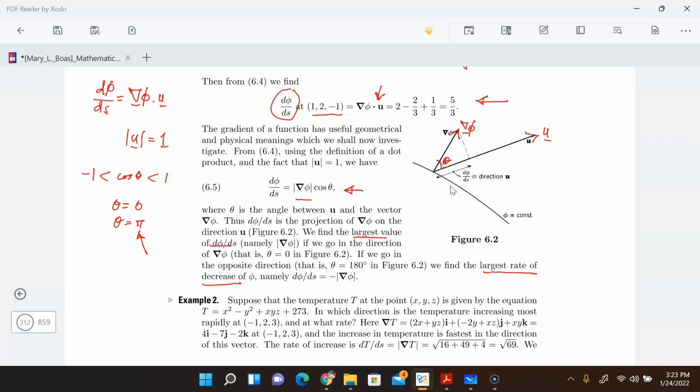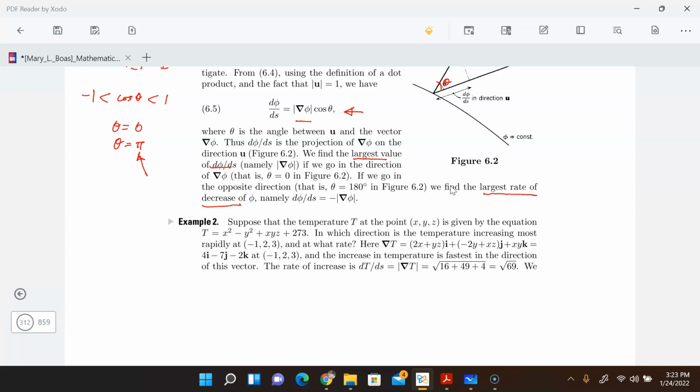So the example given here is about the temperature again. You can have a look at that. I'm going to skip this.